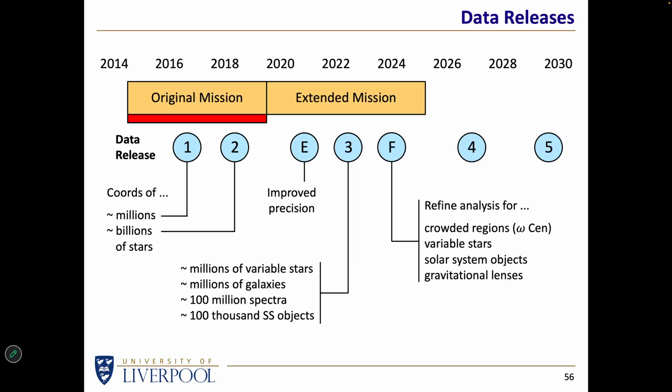The next data release was a focused product release, the F release. What they did is to say, well, data release 4 isn't ready yet, but we've got 5 years of data that we're now plowing through.